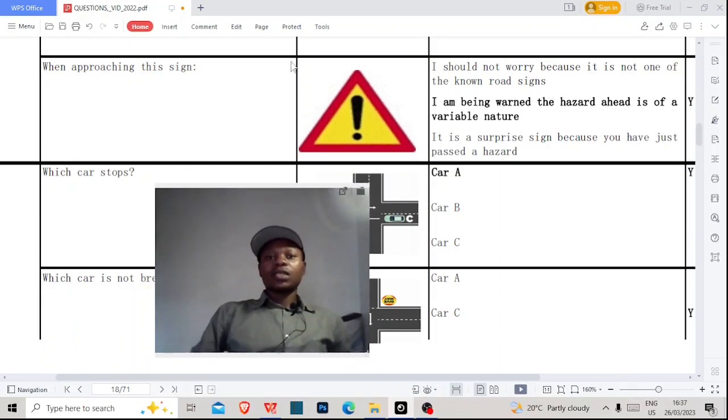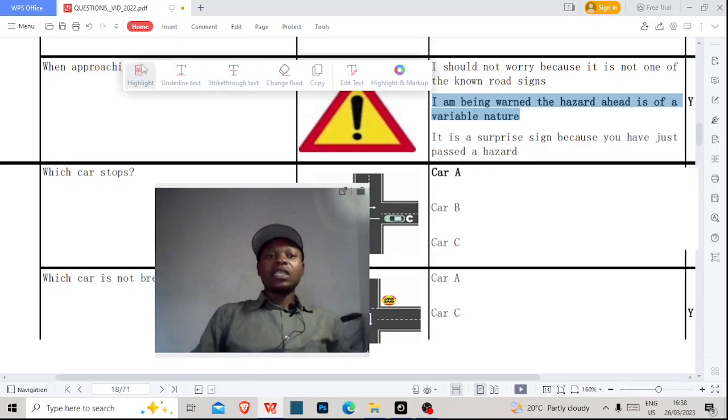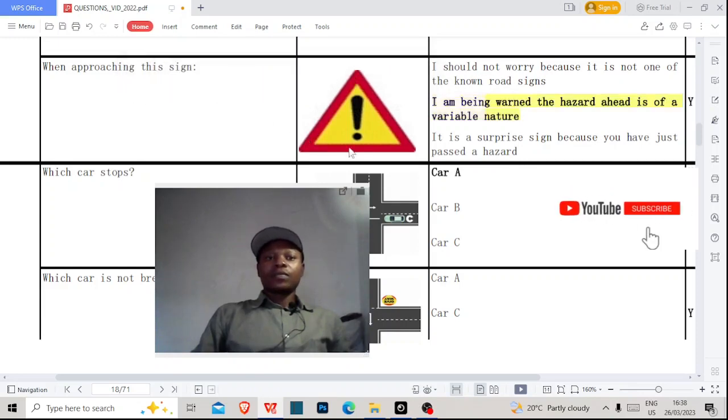When approaching this sign, what should you do? Option A, I should not worry because it is not one of the road signs. B, I am being warned of a hazard ahead that is of a variable nature. C, it is a surprise sign because you have just passed a hazard. This one is not the correct answer, and this one is our correct answer here. You are being warned of a hazard that is of a variable nature. Hence you can see this sign here.